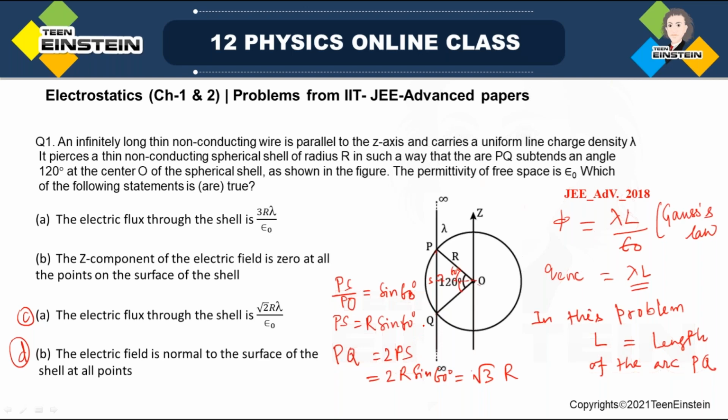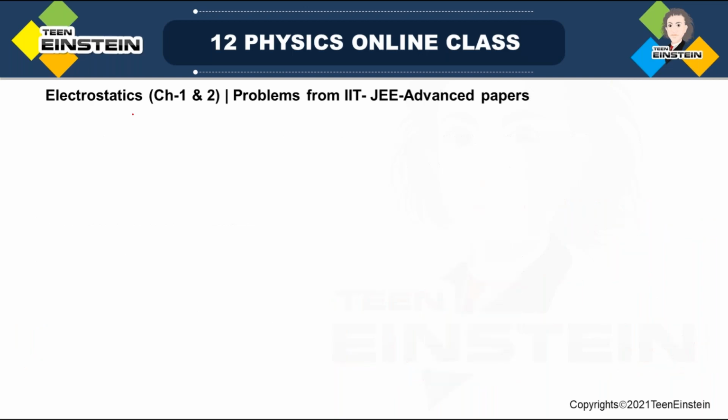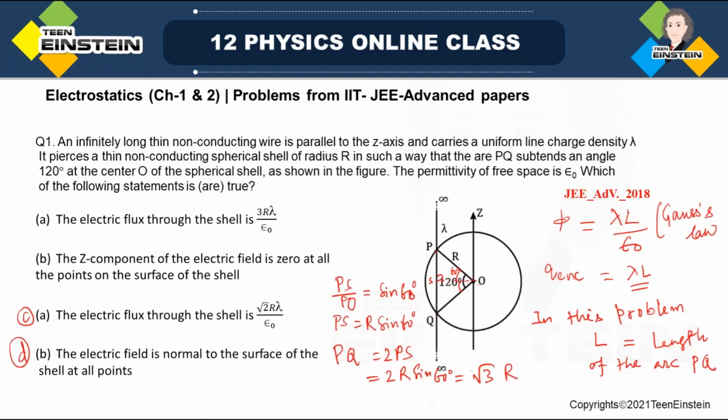Then what is the flux? See, flux will be lambda into PQ by epsilon naught. So PQ is actually root 3 R, then lambda is there divided by epsilon naught. So we have got the answer.